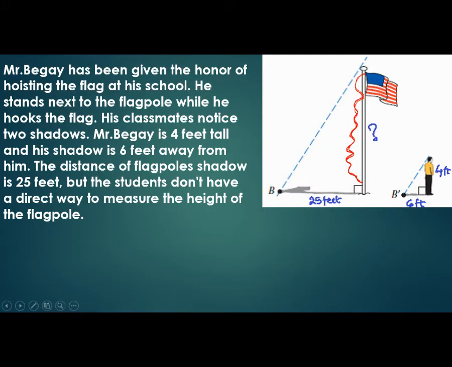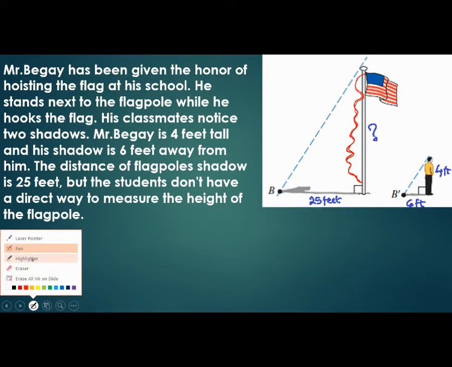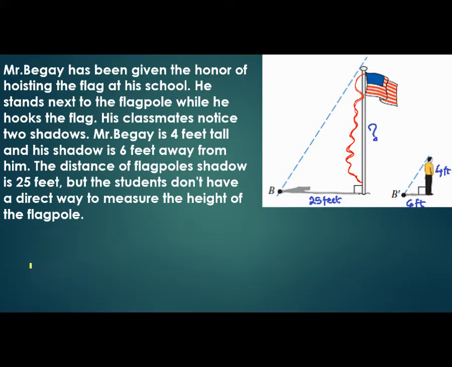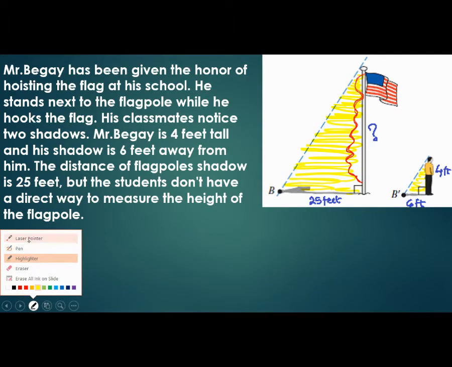Now, how many right triangles do you see here? Think for a moment. How many right triangles do you see here? I see that there are two right angle triangles. One is this one and one is this one. These two triangles are similar.